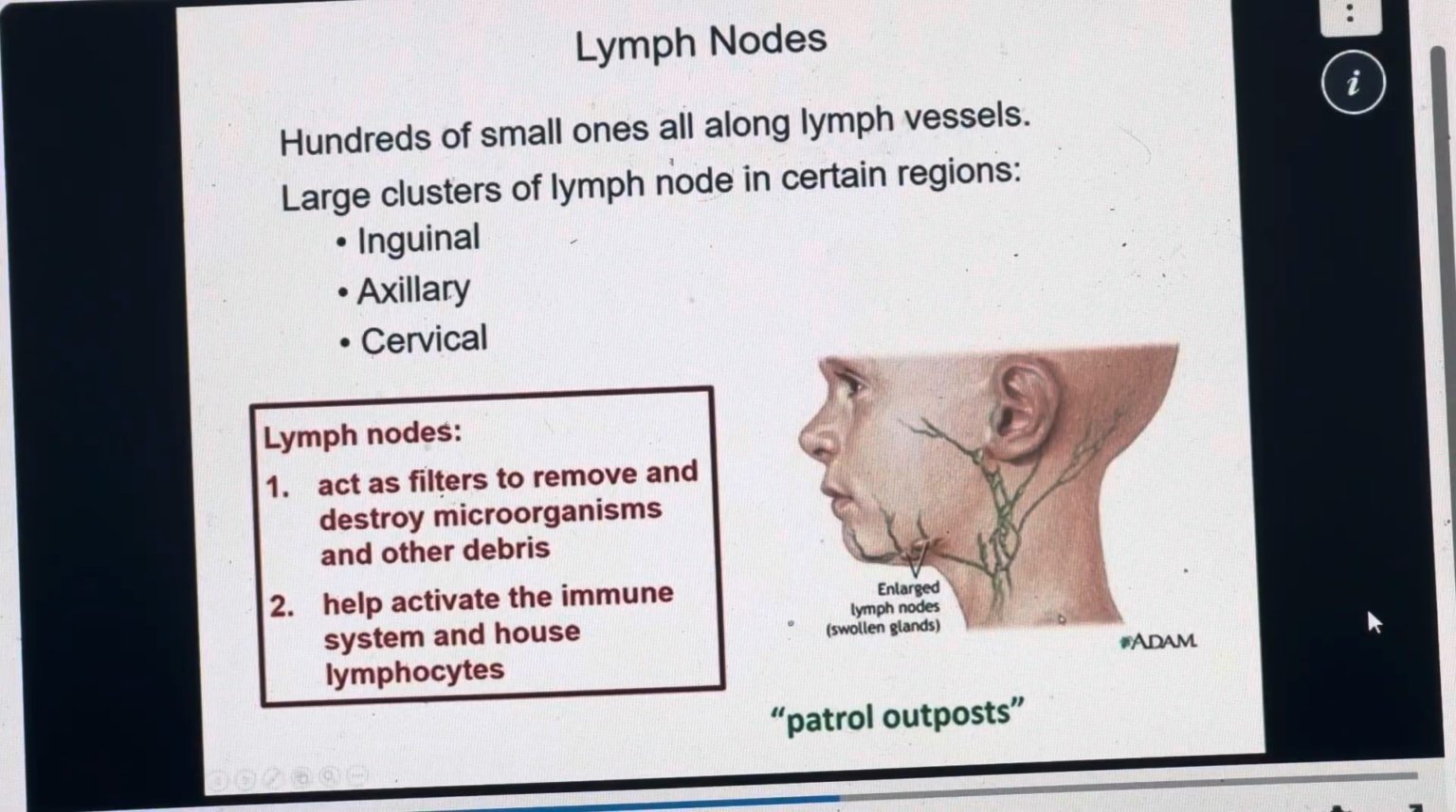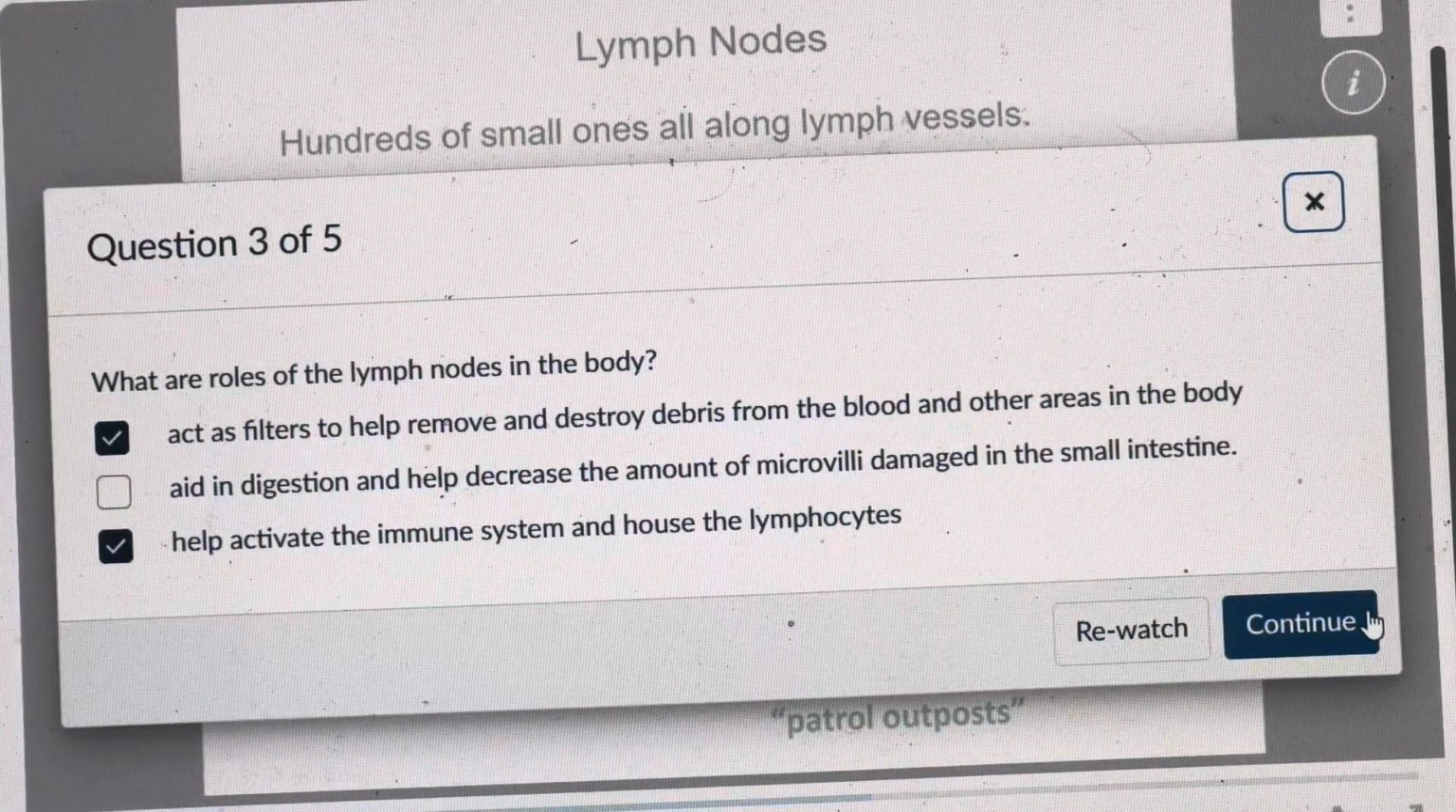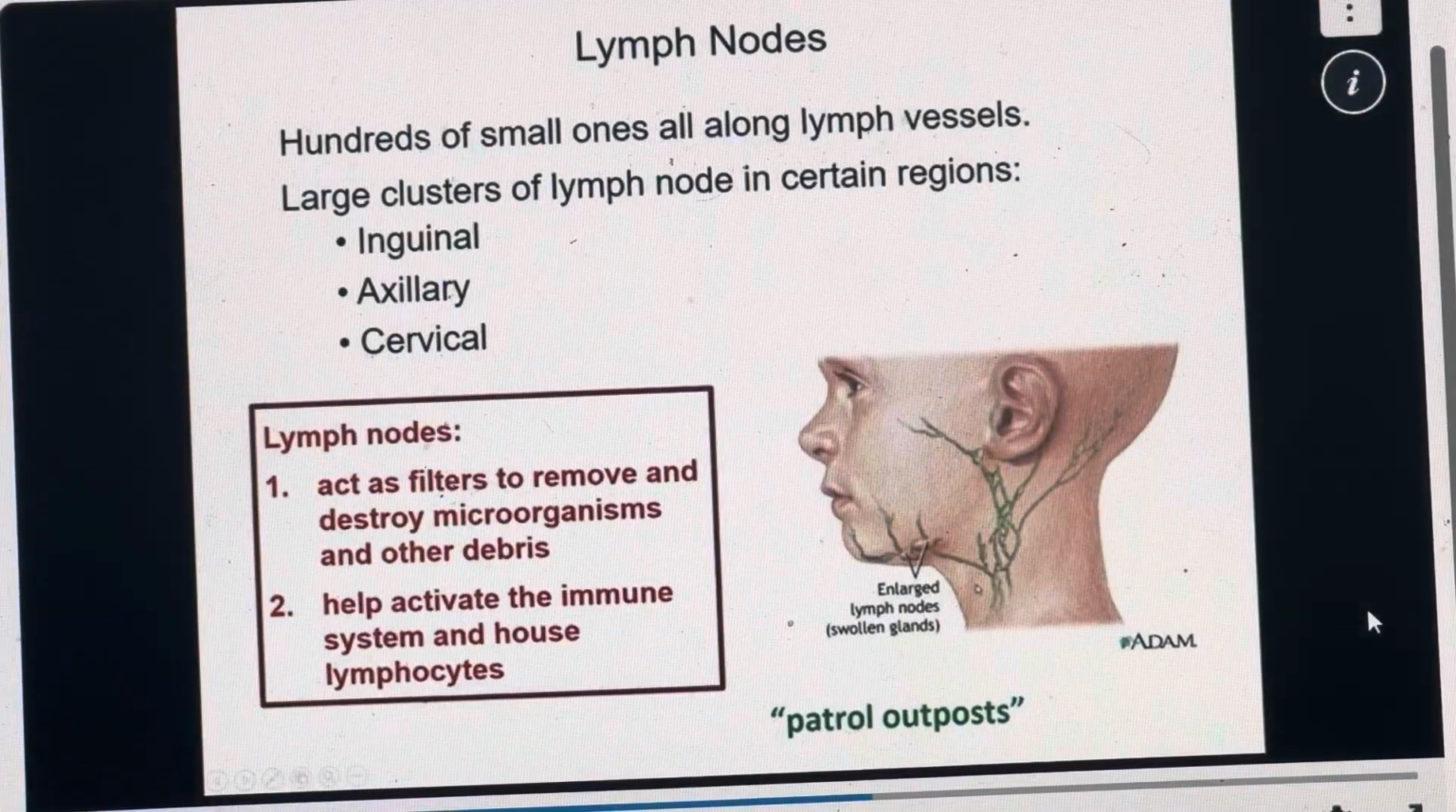And when a pathogen gets stuck or filtered out in those lymph nodes, that can cause small localized infections within the lymph nodes. And that is what causes what people usually refer to as swollen glands when they're getting sick or have some sort of an infection. They are not actually glands, but are in fact lymph nodes.